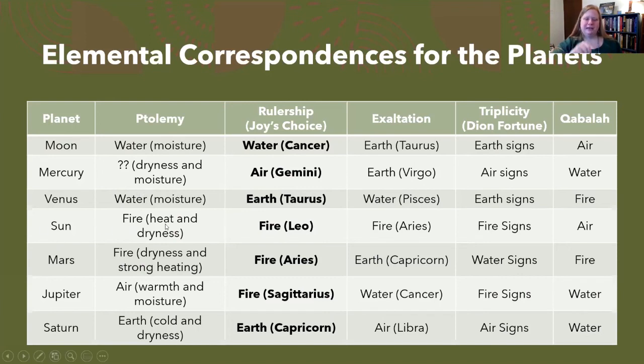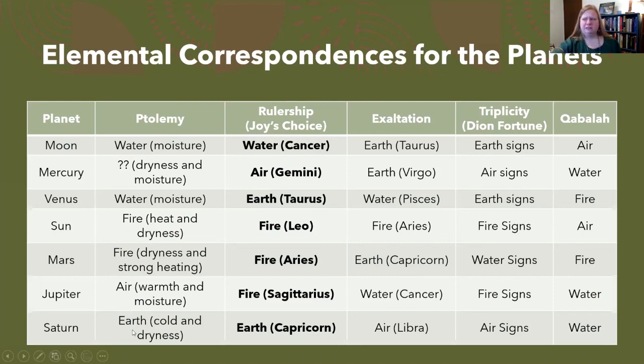He describes the sun as producing heat and dryness. That's clearly fire. Mars, he says, produces dryness and strong heating. So again, we can go with fire. Hot and dry, that's fire. Jupiter, he describes as producing warmth and moisture, and that is the air symbolism, warmth and moisture. He goes on to say that Jupiter produces fertilizing breezes, and so definitely the idea of air. Saturn, he says, produces cold and dryness, and that of course is going to be earth.